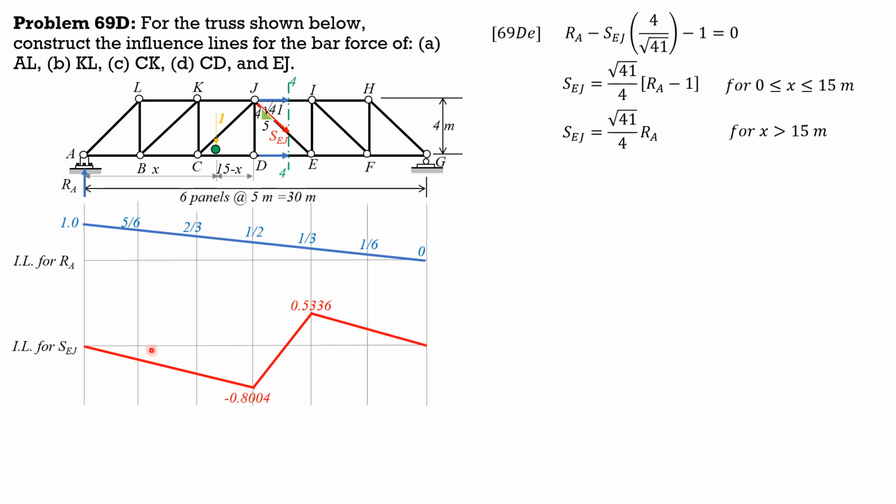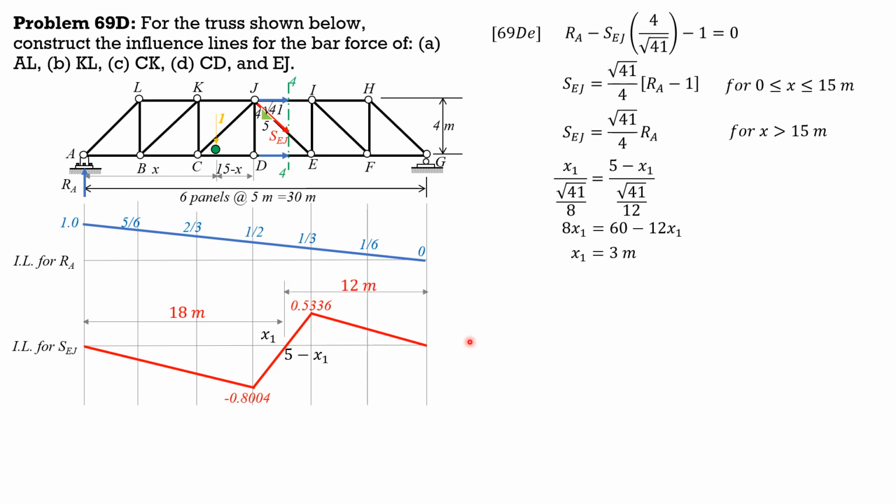So that's the influence line for EJ. And we will call this x1. So this is 5 minus x1. Then by similar triangles, x1 is to square root of 41 over 8 as 5 minus x1 is to square root of 41 over 12. Cancel out square root of 41, then we have 8x1 equals 60 minus 12x1. So that means x1 is 3 meters. Therefore, this is 5 minus 3, which is 2. If this is 3 plus 15, the distance of this point where SEJ is 0 is 18 from the left. And its distance from the right is 12 meters, 2 plus 10. So that's it for this problem.